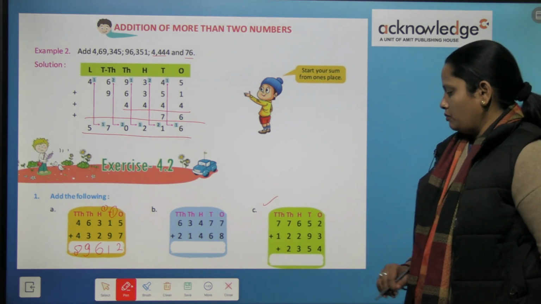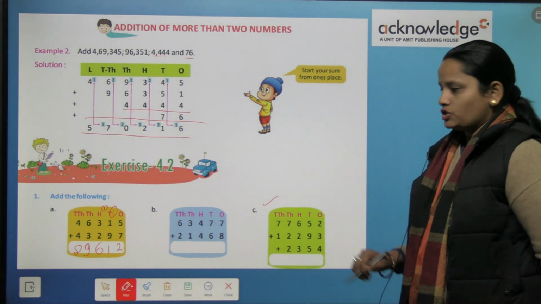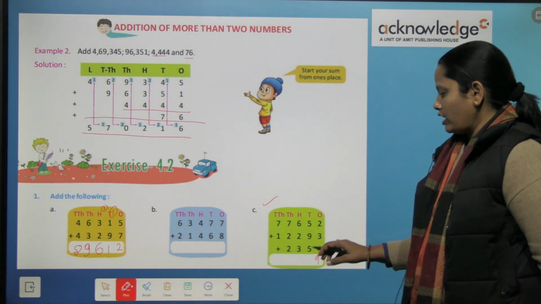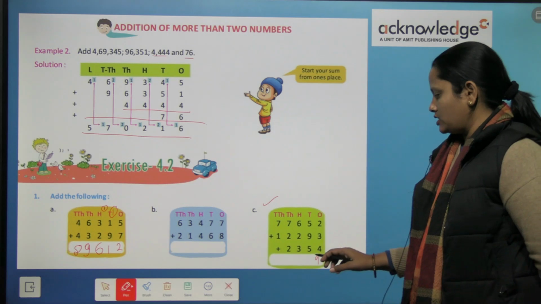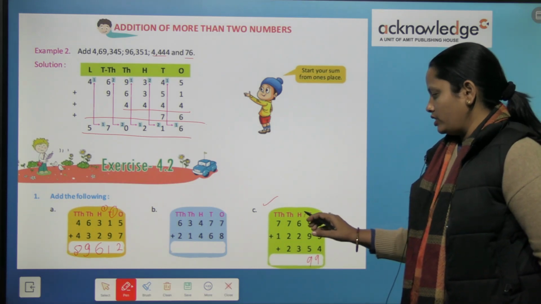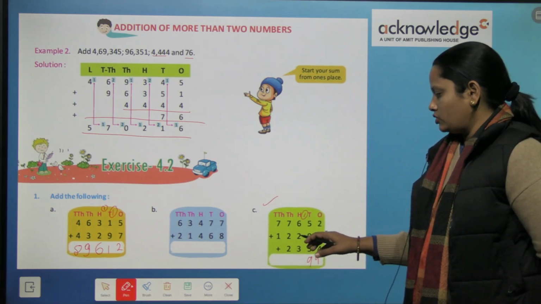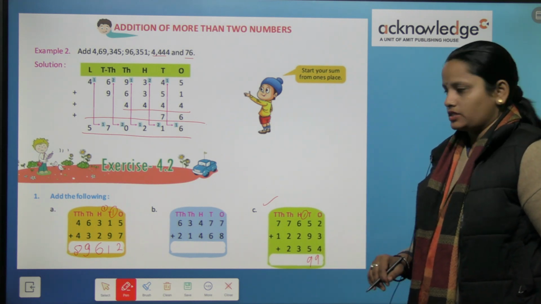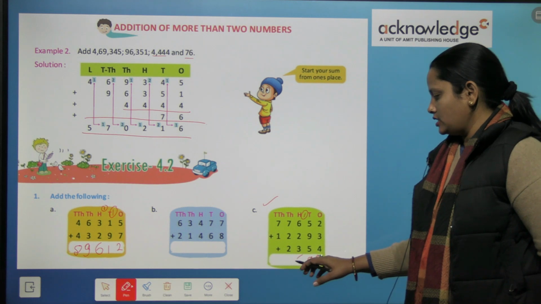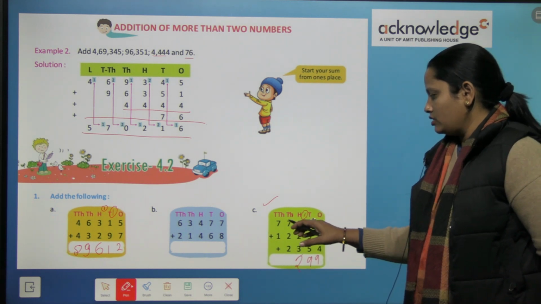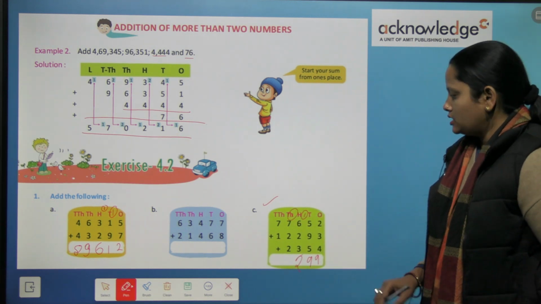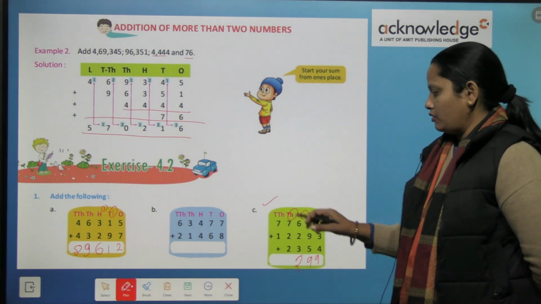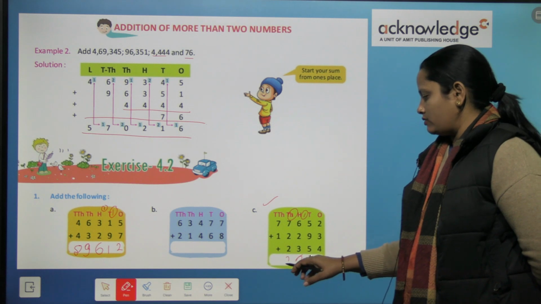Now let's do this C part. So 4 plus 3 plus 2 is 5 and 5 plus 4 is 9. Next 5 plus 5 is 10 and 10 plus 9 is 19. 1 is carried. Now 3 plus 2 is 5 and 5 plus 1 is 6. And 6 plus 6 is 12. Now 7 plus 2, 8, 9. And 1, 10. And 2, 12.